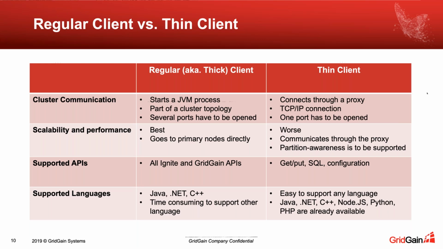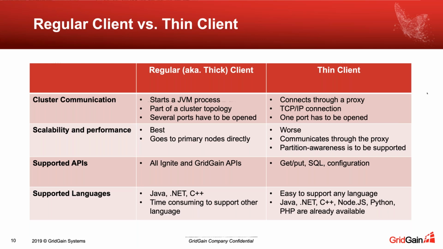Speaking of the thin client, it's much more lightweight, right? As I said, you're connecting to one of the servers in your cluster, or you're supplying a list of the servers, and then the thin client will pick one of the servers, will connect to it, and that server will be used as a proxy for all of the operations. And that's good. For instance, now if you're a .NET or C++ user, you're just connecting through the thin client to your cluster, and you're not starting any JVM process internally.